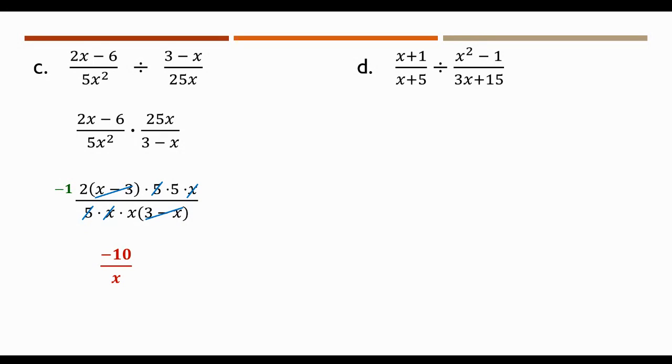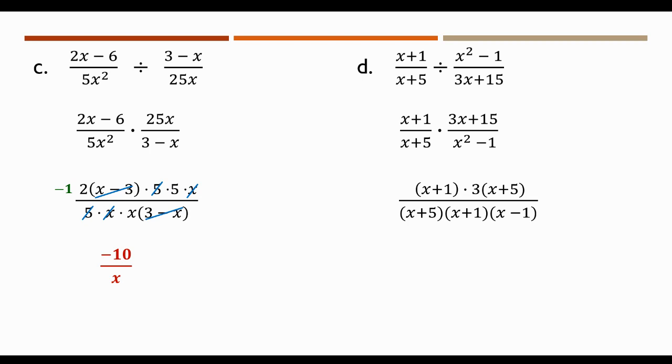Second example, again, keep the first fraction, switch to multiplication, flip the second fraction. Check. Factor each part. x plus 1 cannot be factored. 3x plus 15, you can factor out a 3. x plus 5 cannot be factored, and the x squared minus 1 is a difference of squares, so that's how we've got these different pieces factored down like they are.